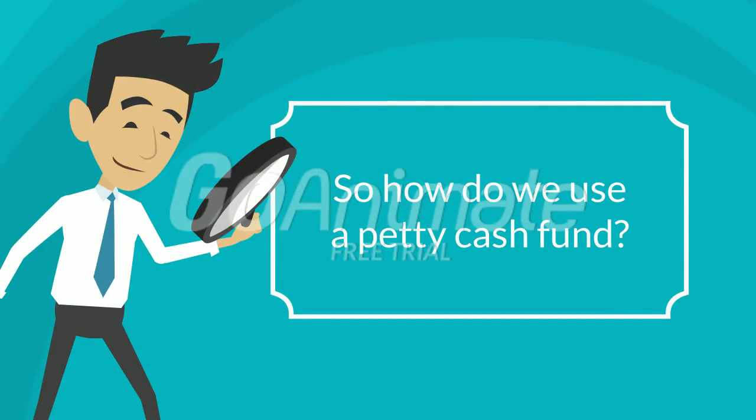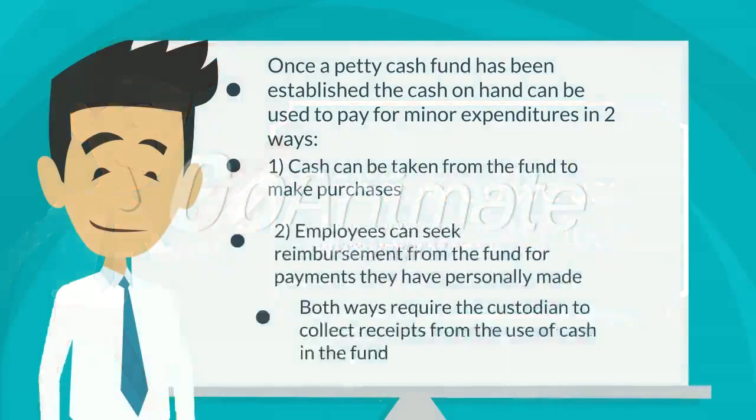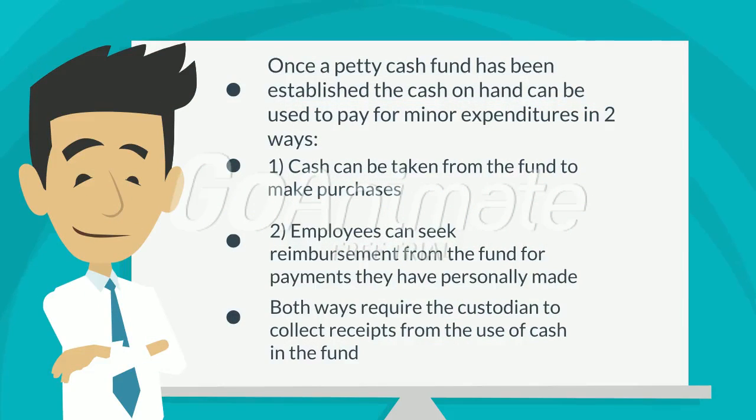So how do we use a petty cash fund? Once a petty cash fund has been established, the cash on hand can be used to pay for minor expenditures in two ways. The first way is cash can be taken from the fund to make purchases, or in the second way, employees can seek reimbursement from the fund for payments they have personally made. Both ways require the custodian to collect receipts from the use of cash in the fund.